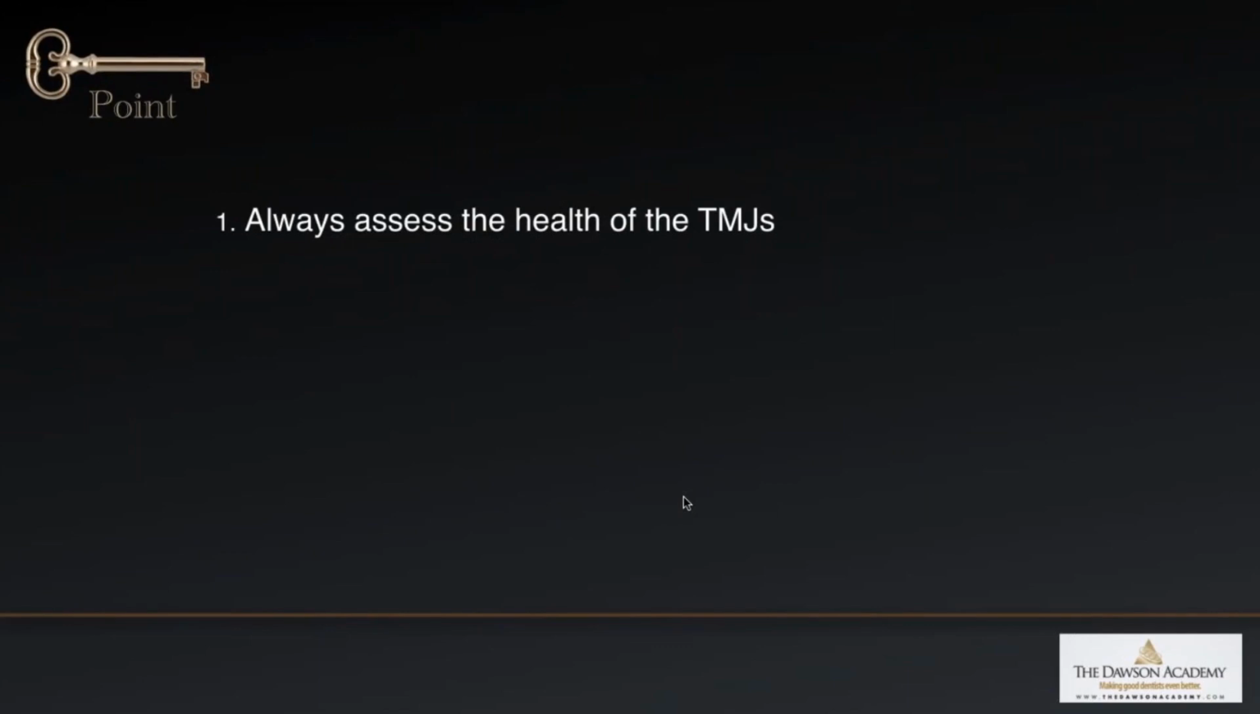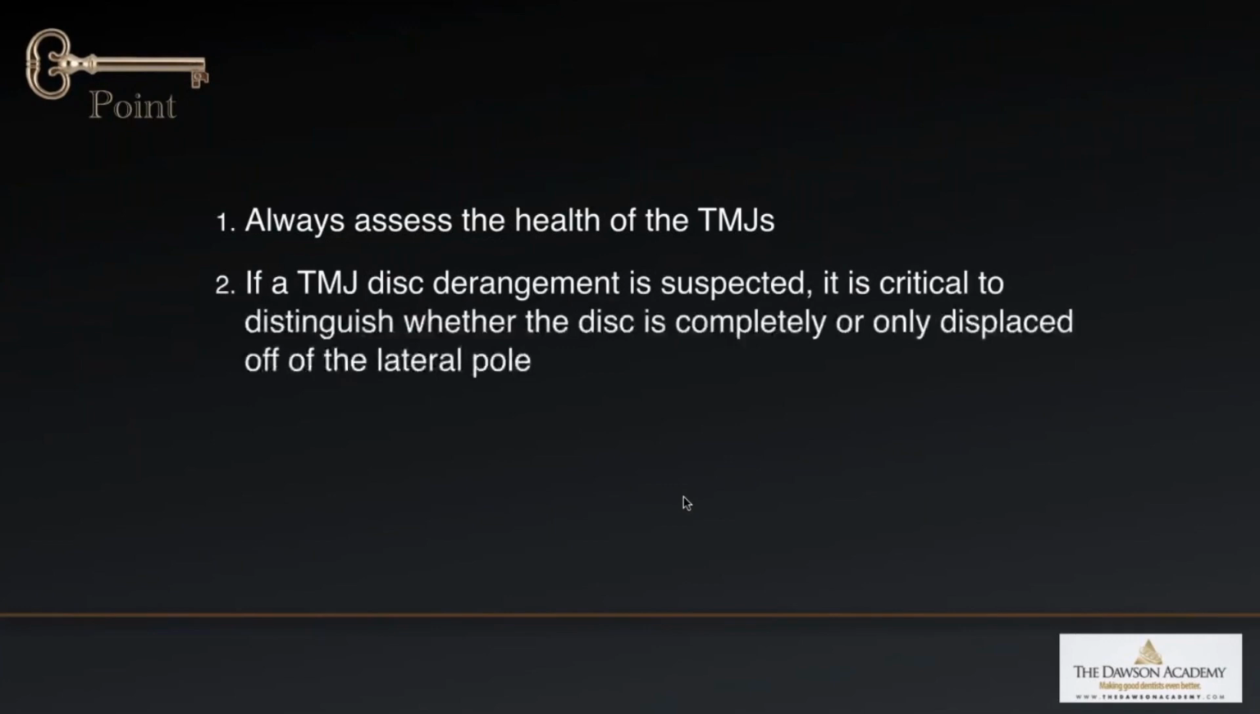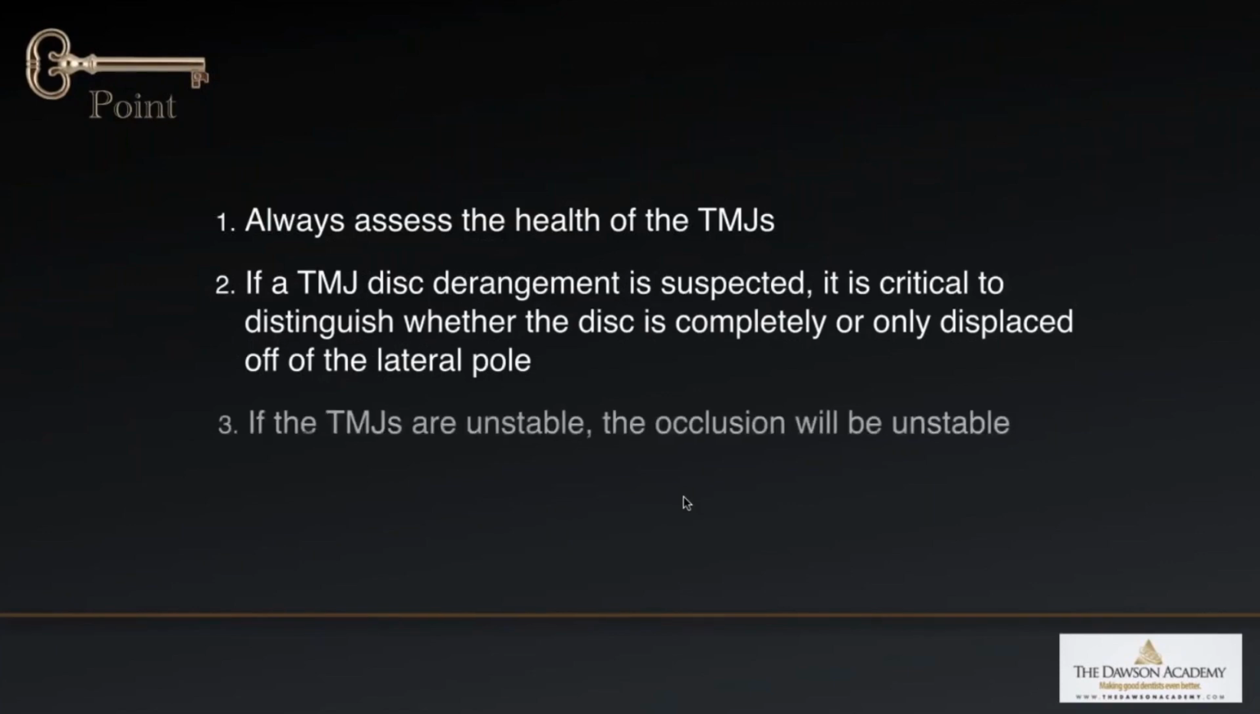Starting points, a couple key points. We always want to assess the health of the joints. And if there is a disc derangement, by that we mean there's something going on inside the joint and the cartilage or the disc is out of place, it's critical to distinguish whether that disc is completely or partially off of the lateral pole. It's a different complexity to the treatment for a completely displaced disc. And we have to realize that if the joints are unstable, the occlusion's unstable.